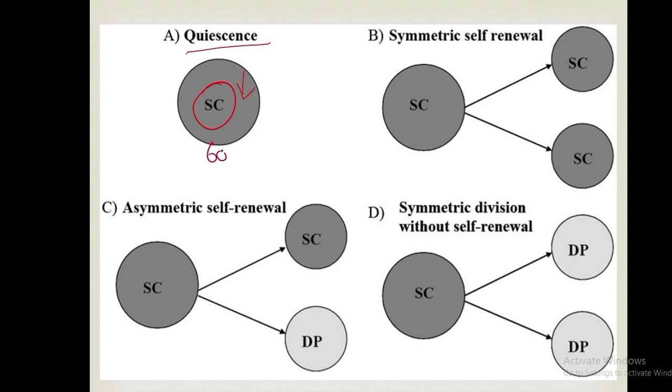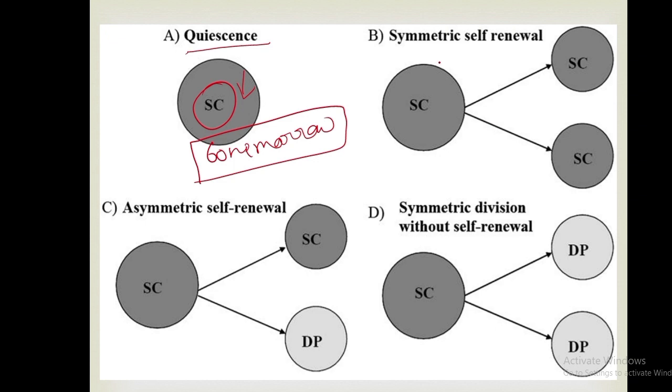And it will be present in bone marrow, and it will remain in that undifferentiated stage until or unless a differentiation factor comes and it converts into another type of cell.